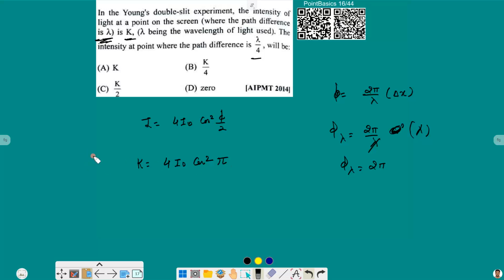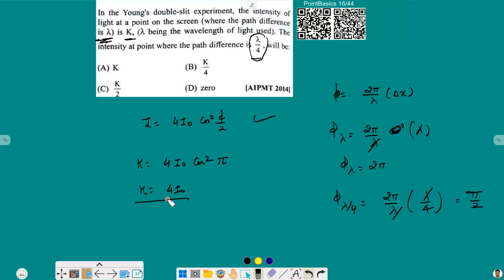Now cos pi is minus 1, so basically from this we can write that k is equal to 4 I naught. Now we have to calculate intensity when the path difference is lambda by 4. So the phase difference when the path difference is lambda by 4 will be 2 pi by lambda into lambda by 4. So this will give us pi by 2.